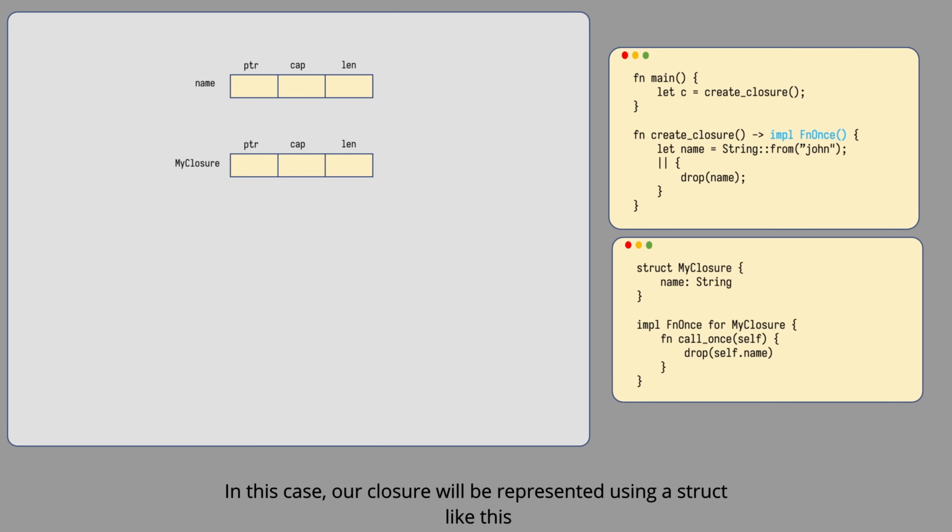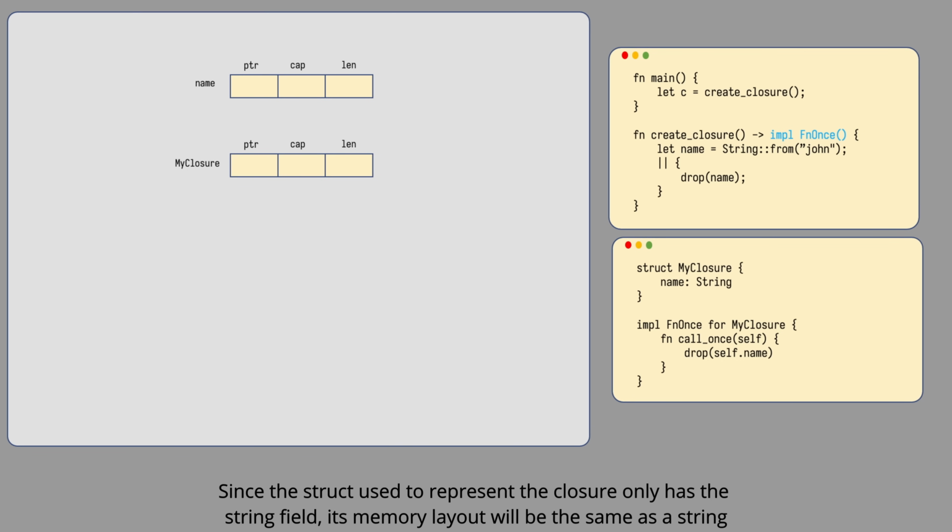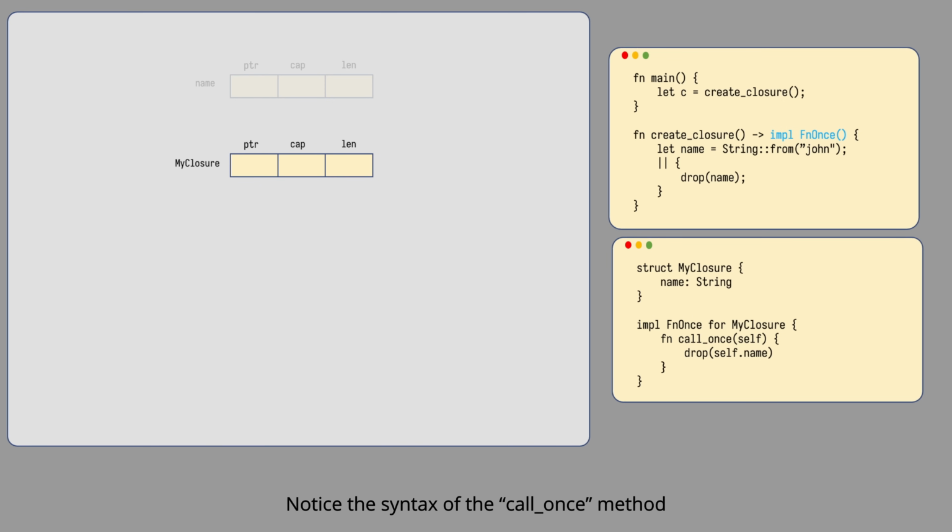In this case, our closure will be represented using a struct like this. It only has one member, the string it captures from its enclosing function. The call_once is the function that must be implemented on the object for FnOnce. Since the struct used to represent the closure only has the string field, its memory layout will be the same as a string. Notice the syntax of the call_once method.